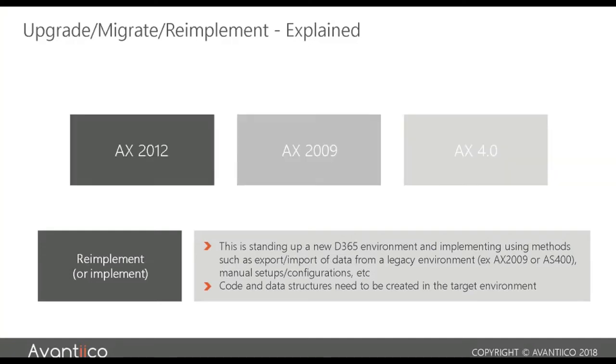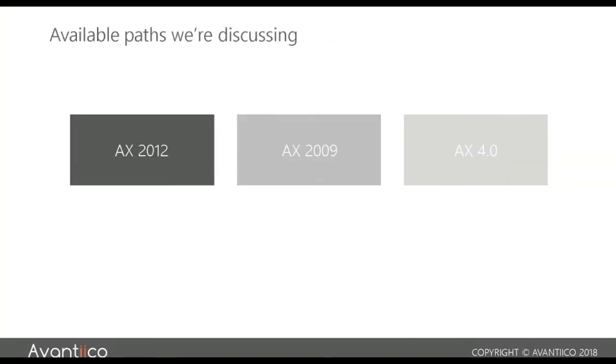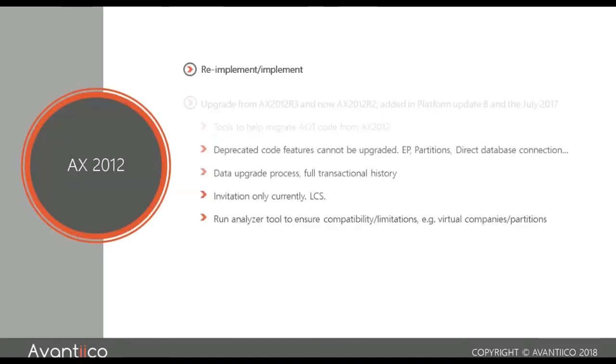So we will go through that as well. So let's talk a little bit about 2012. We'll start at a high level, and then we'll go into some more details. So what are the options? If you're running AX 2012, you've got 2012 RTM, R2, and R3.